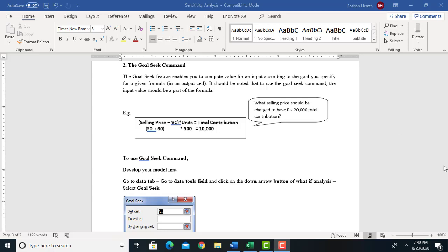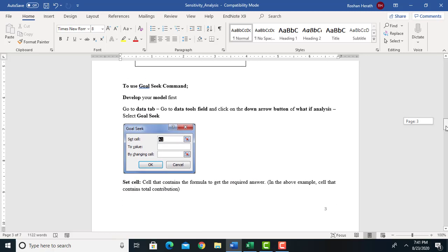When it comes to this goal seek command, again you have to apply the steps that you had done earlier. First you need to develop the model. Under this sensitivity analysis, the basic requirement is you need to develop the model first. The same applies for goal seek. So develop your model, and then go to the Data ribbon. In that, go to What-If Analysis, then select Goal Seek.